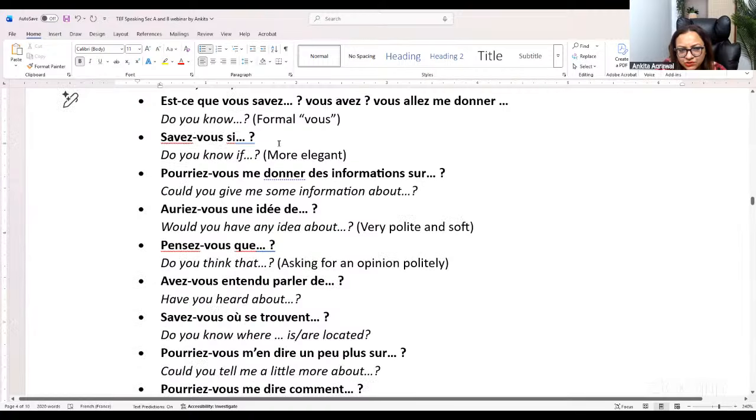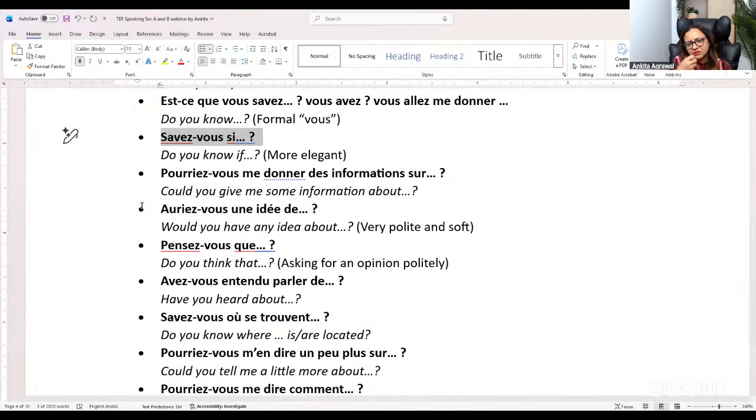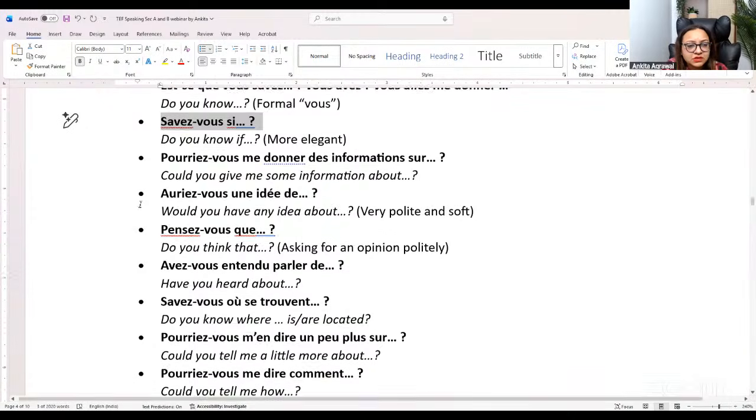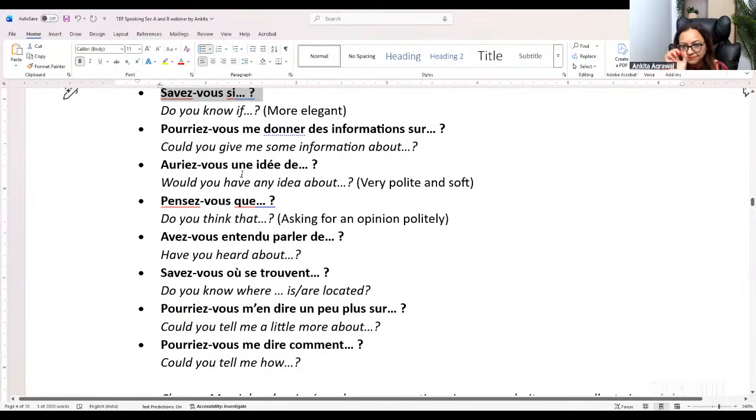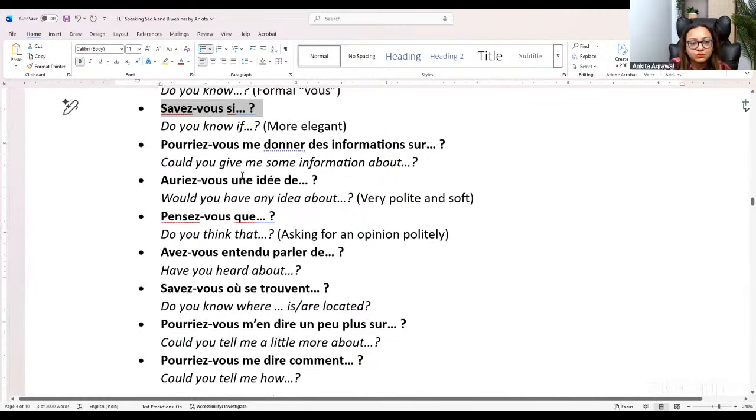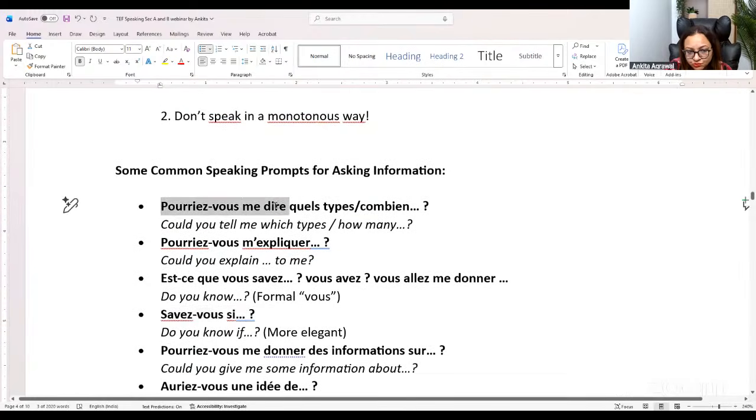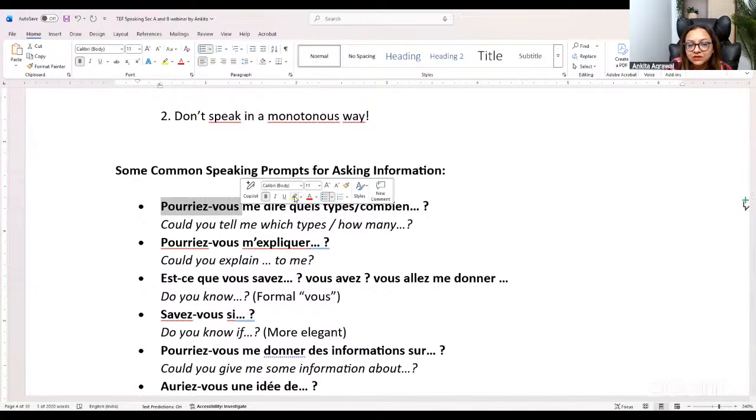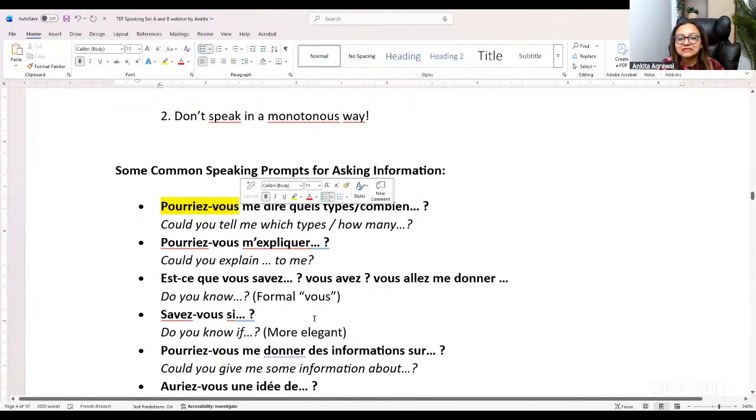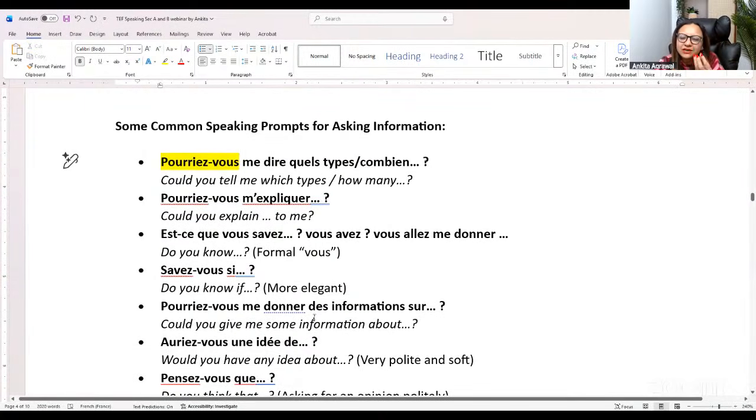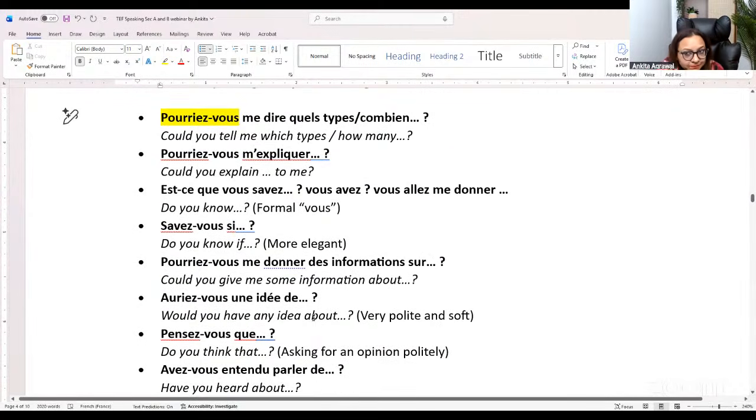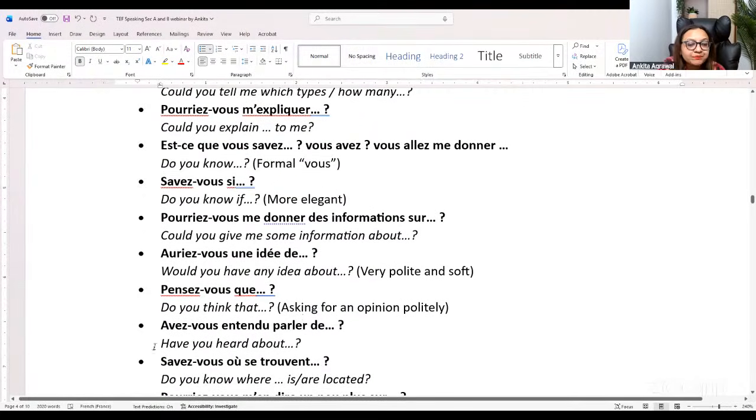Savez-vous si? I don't use this much. It looks more elegant, but I don't use it much. When I think about savez-vous si, I get fumbled, as in I feel a little obstruction in my mouth, so I don't use this. Pourriez-vous me donner is important, mandatory. Pourriez-vous, super, super, super important, because it expresses politesse. It's like, could you please tell me? So it's an important, mandatory usage in voice.